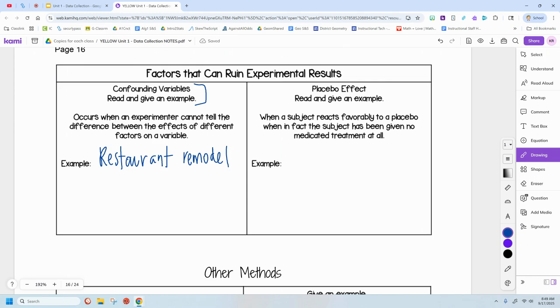So they closed down the restaurant. They've done a remodel. They're getting ready to reopen. The reopening does not go as well. And they're looking at their numbers and they're like, what's going on? I thought everything was going to be good.